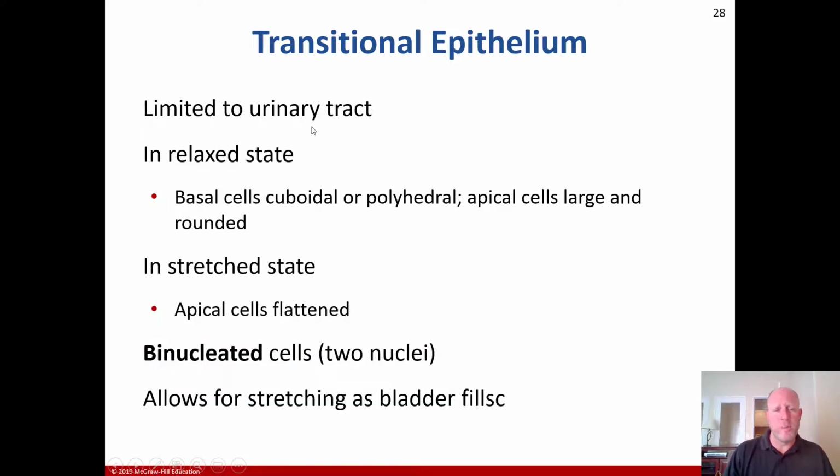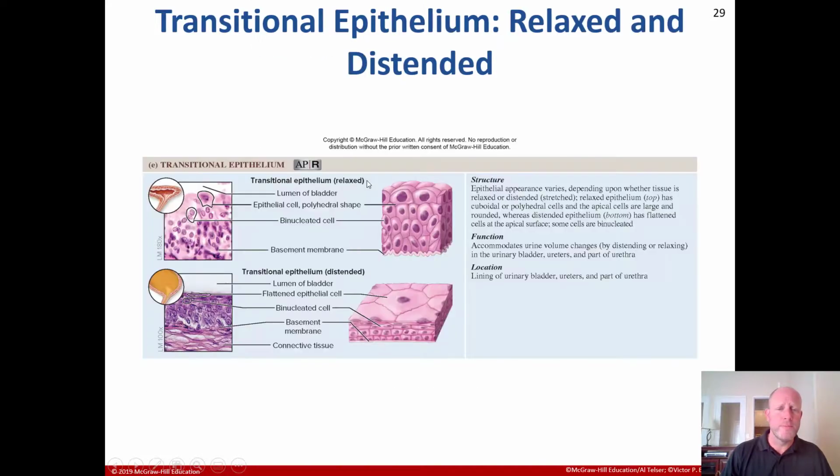As far as the transitional epithelium goes, it's limited to the urinary tract, essentially. In a relaxed state, the basal cells are cuboidal or polyhedral, and the apical cells are large and rounded. In the stretched state, apical cells flatten out, which makes sense, right? Something thicker, you stretch it out, it's going to flatten out. And of course, it has binucleated cells with two nuclei, and it allows for stretching as a bladder fills. As far as the transitional epithelium goes, you see where it's relaxed and where it's distended, where it's going to flatten out.